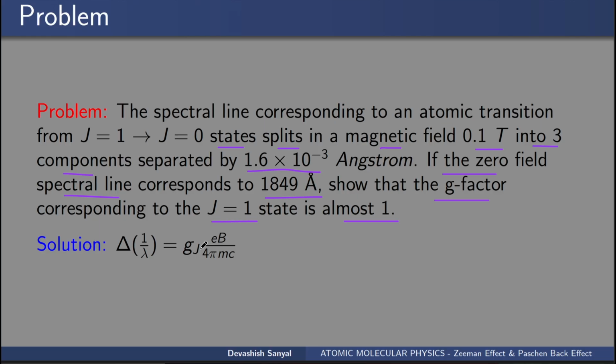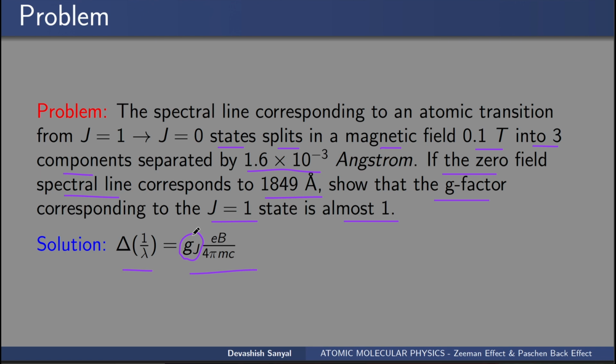So this is very similar. Here we again use this standard expression, delta (1/lambda) equals g e B by 4 pi m c. So delta lambda is given here, lambda is given here, and what we have to find out is g. B is given, the mass of the electron we know, 9.1 × 10^-31 kg, velocity of light we know, and electronic charge also we know.